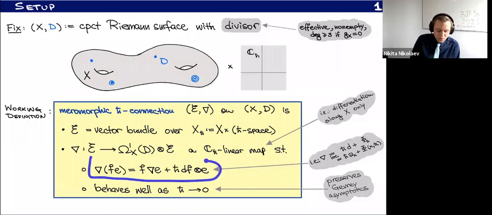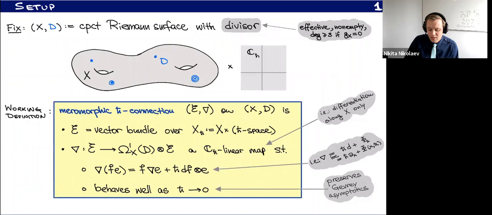And this twisted Leibniz rule means that if I write down my connection locally, it looks like a more familiar expression: you have the de Rham differential multiplied by this parameter h-bar plus some endomorphism, which in principle could depend on h-bar. To be even more concrete, these things are differential operators, so systems of linear differential equations which are singularly perturbed. The differentiation has this parameter h-bar, which we think of as small.